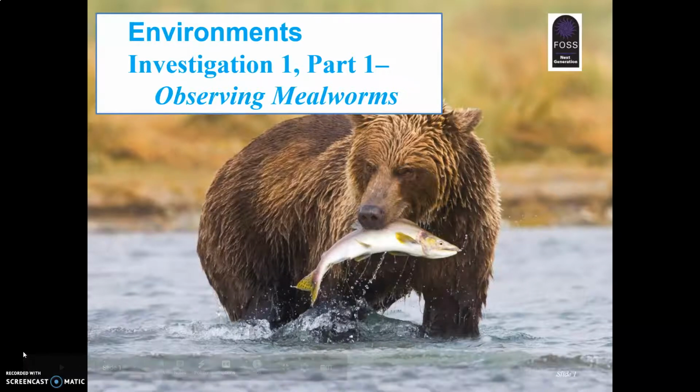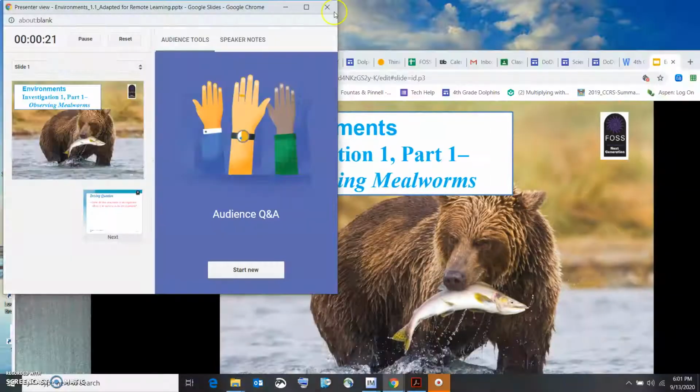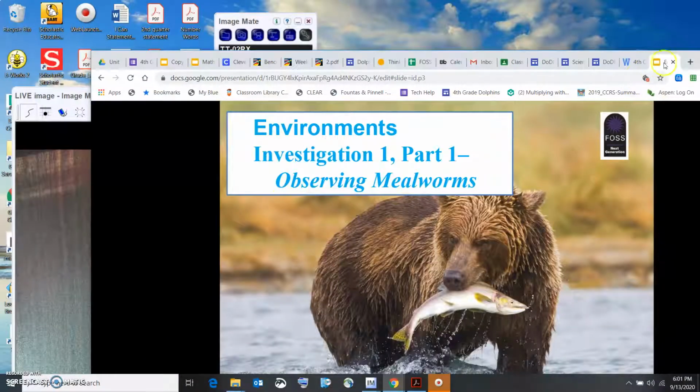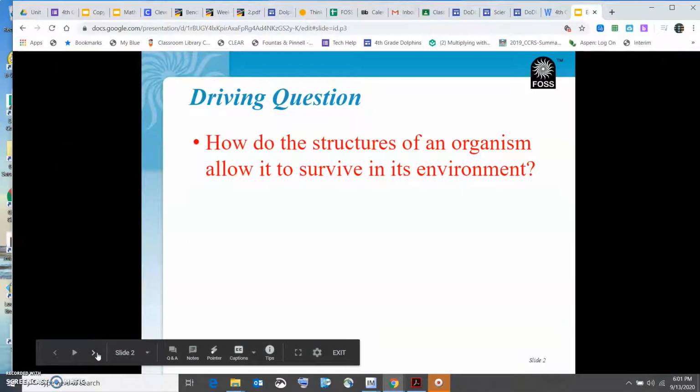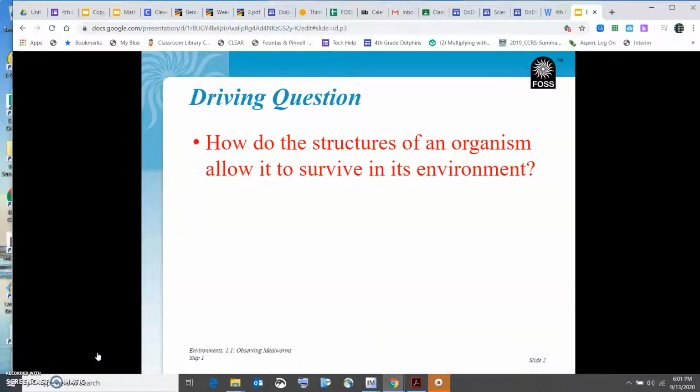Alright, so we're about to start our first science unit, environments, and this is our first investigation, part one of our investigation, and we're doing observing mealworms. And so we always start with a question, and we're going to be writing this into your science notebook. So right now I just want you to listen, and then we'll go back and write some things down in our science notebook.